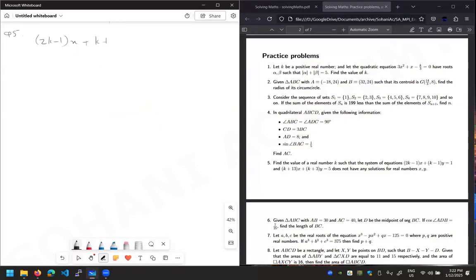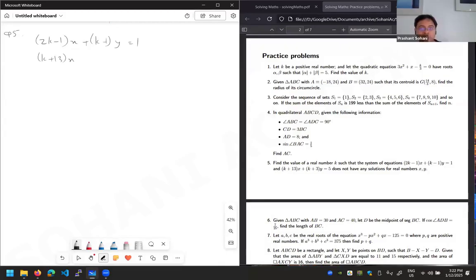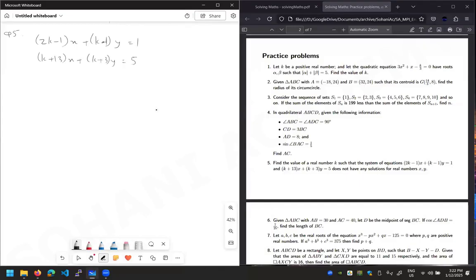So we can take the two equations as lines. And so we can arrange them in the form y is equal to slope into x plus the y intercept. Then we take the x term to that side and divide by k plus 3.